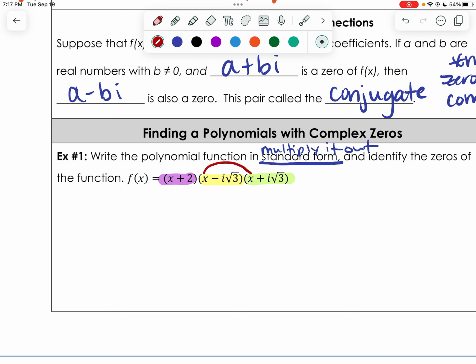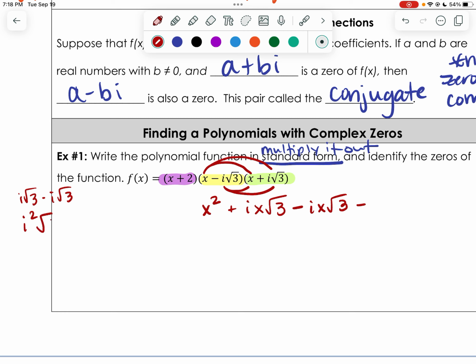I'm going to distribute x times x. That's x squared. x times i root 3, it doesn't really matter how you write that, I'm just going to put the i first, so ix root 3. You could write xi root 3, that's fine. And then we have minus ix root 3. Then multiply the last ones. So that would be minus, let's do this off to the side, i root 3 times i root 3. That would give us an i squared, right? i times i is i squared.